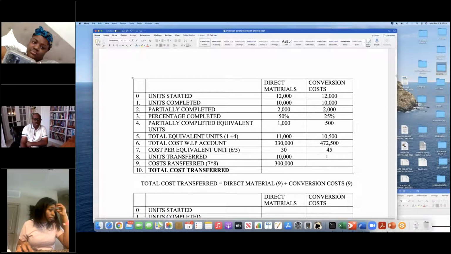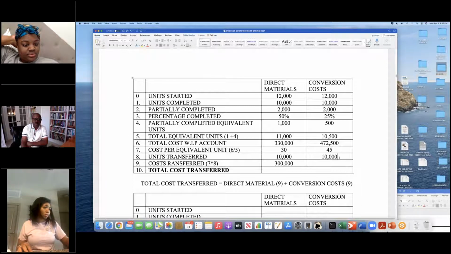So 10,000 are the ones that were finished. So we're going to multiply 45 by 10,000 and we're going to get 450,000. So transferring out is going to be $300,000 for materials, conversion costs $450,000, for a total of $750,000.